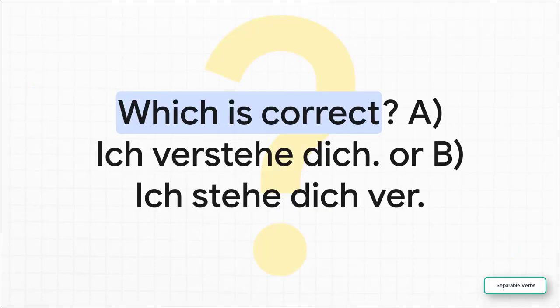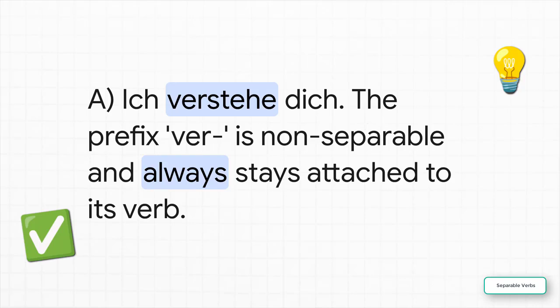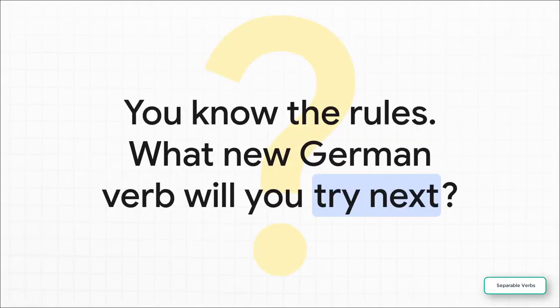The verb is verstehen, to understand. Which one of these is the correct sentence? Is it A, ich verstehe dich, or B, ich stehe dich ver? The answer is, of course, A, ich verstehe dich. That prefix, ver, is on our non-separable list, which means it stays glued to its verb no matter what. Excellent job.